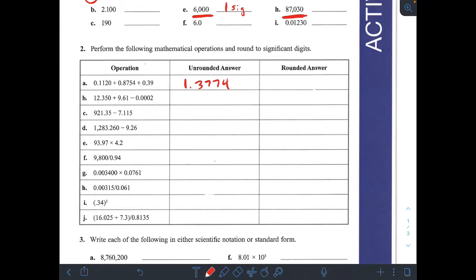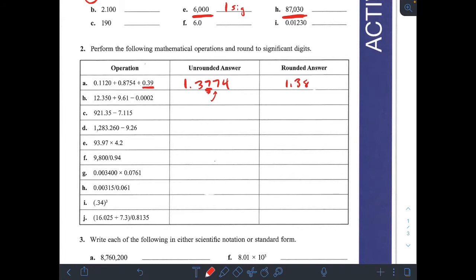Okay, now this is an addition problem, so I apply the addition rule, which cares about decimal places. Now my fewest decimal places in the problem is right here, that 0.39. Okay, so I'm going to stop at the second decimal place. I'm going to look one digit to the right to decide whether I round up or not, and I do. And so my rounded answer reflects the correct number of significant digits. So I should have 1.38 as my rounded answer.